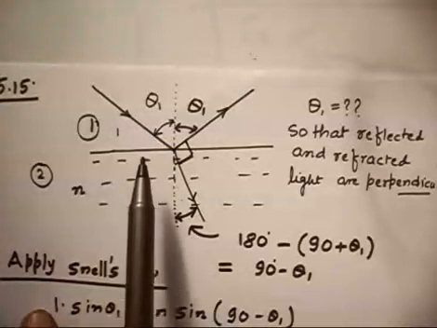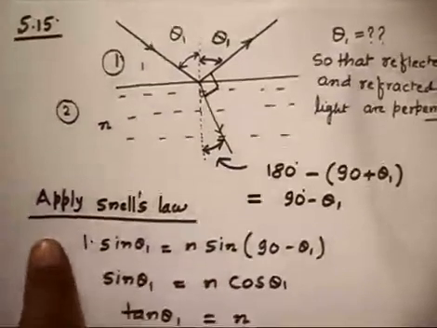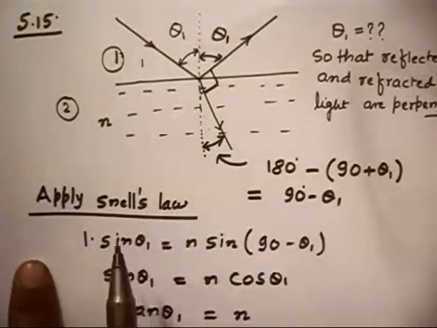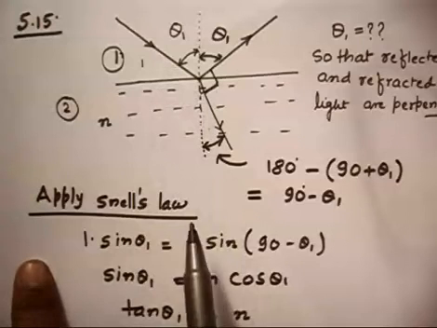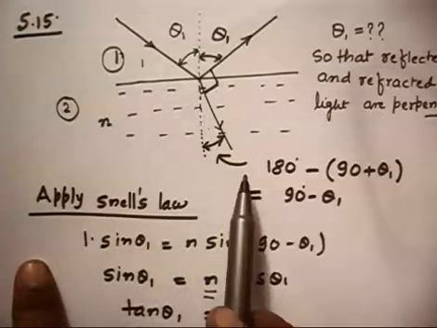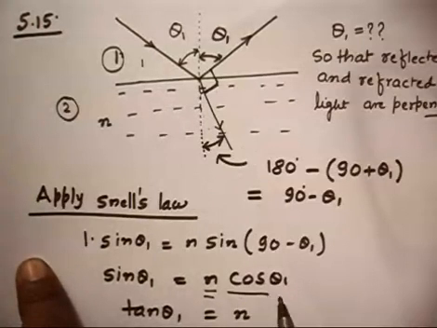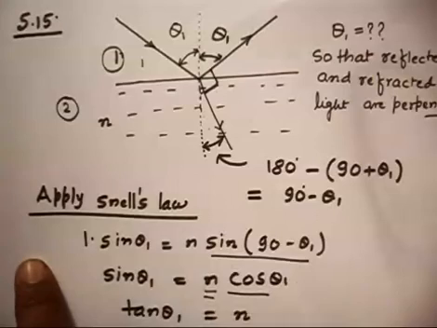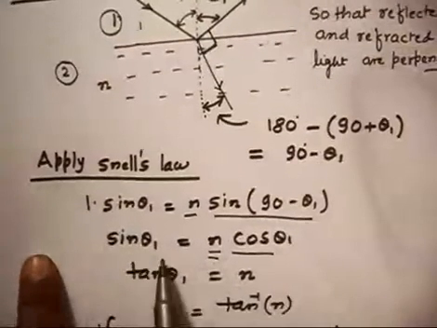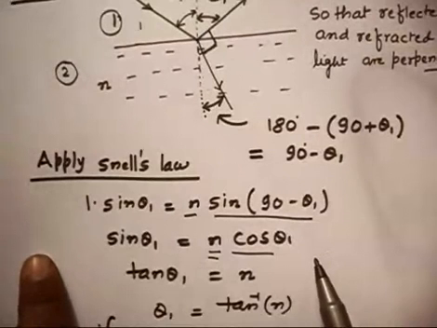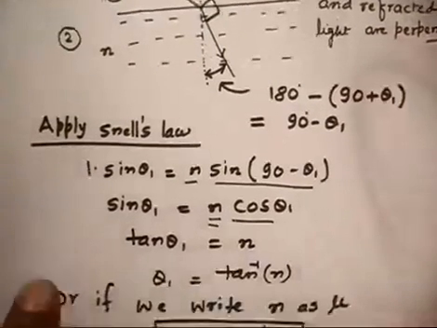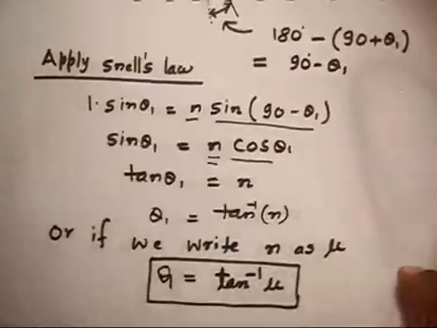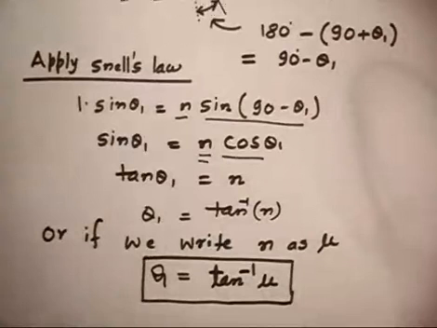Now apply Snell's law here. n1 sin theta 1, with n1 equal to 1, equals n2 sin theta r, where in this medium the refractive index is n, and theta r is 90 minus theta 1. So you will have sin theta 1 equals n cos theta 1, since sin of 90 minus theta equals cos theta. This gives tan theta 1 equals n. So theta 1 is simply tan inverse n. If the refractive index is n, I can find theta 1. If we write n equals mu, theta 1 equals tan inverse mu.